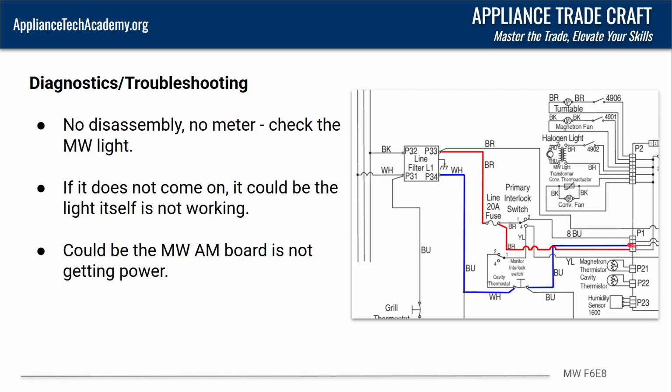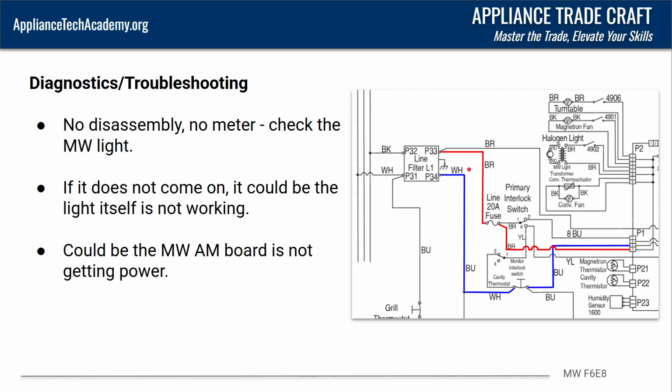So let's say you're checking P1's pins number 3 and 4, and you're getting 0 volts. Well, why are we getting 0 volts? Where's our voltage missing? Again, you've got this 20 amp line fuse. That's a solid contender. Could be the line filter's not working. It could be we're missing voltage there.